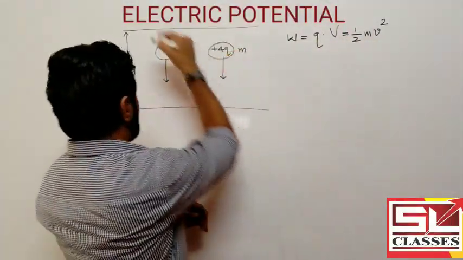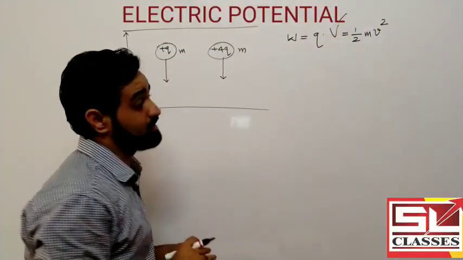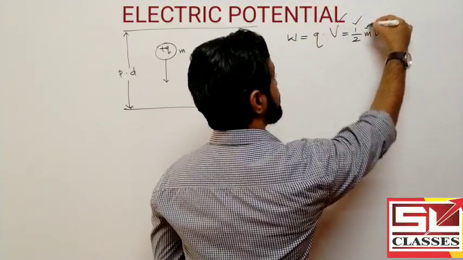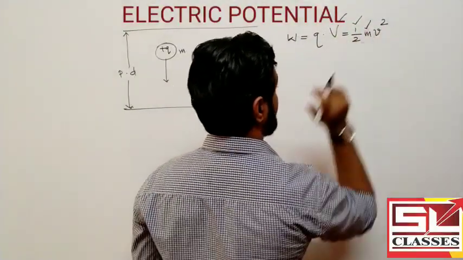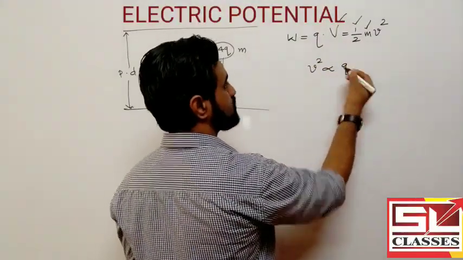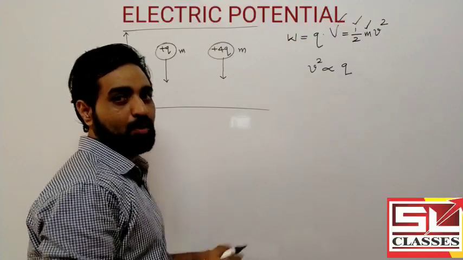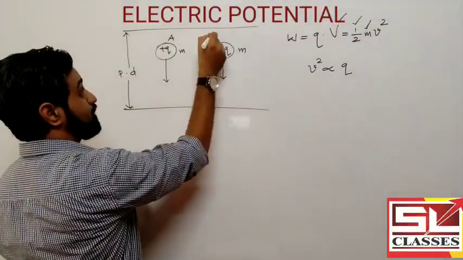In this situation, the potential differences are the same. So V, that potential difference capital V, is the same. Half is a constant and also mass is the same. So when we compare charge and velocity square, we can write velocity square is proportional to charge. By using this shortcut, we can compare the velocities of body A and body B.